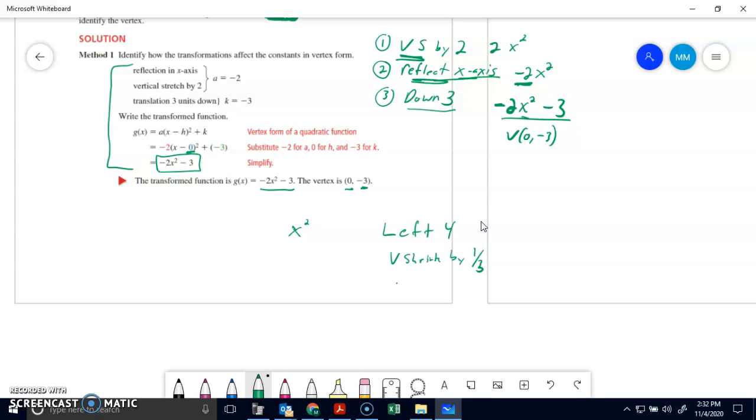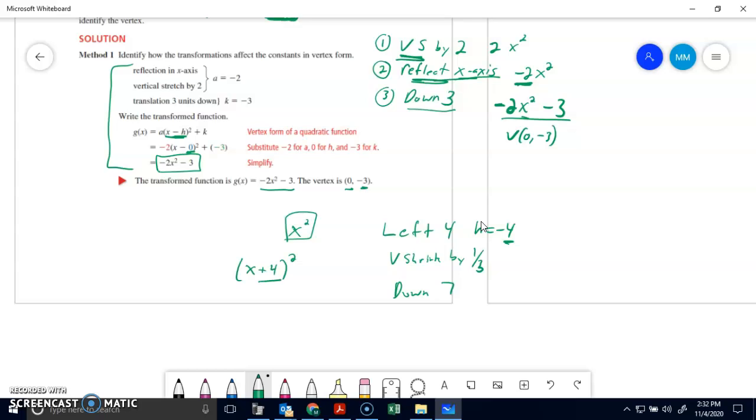And then move it down 7 or something like that. So again, it should be easy from the parent function. Left 4 means I'm going to go x plus 4 because that means h is negative 4. And if you put 2 negatives in, x minus negative 4, that would turn into plus 4.